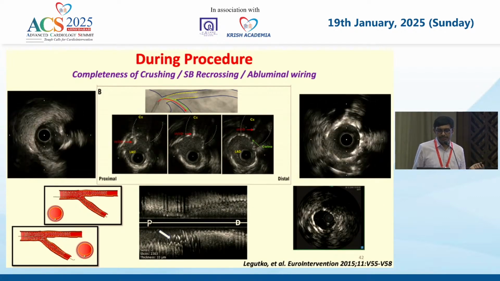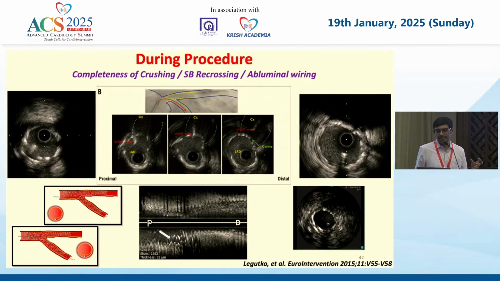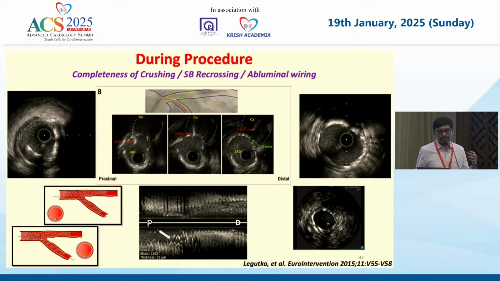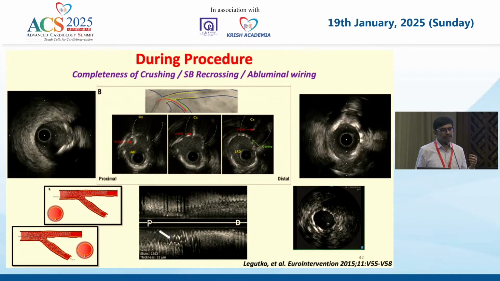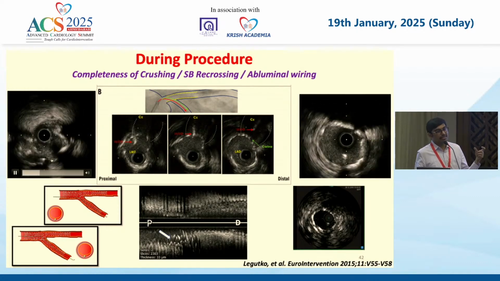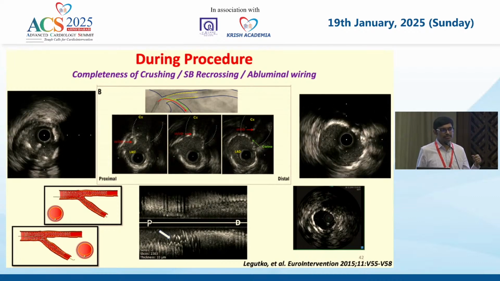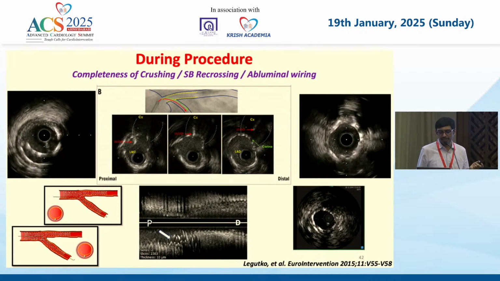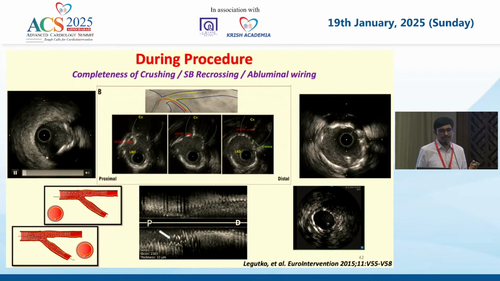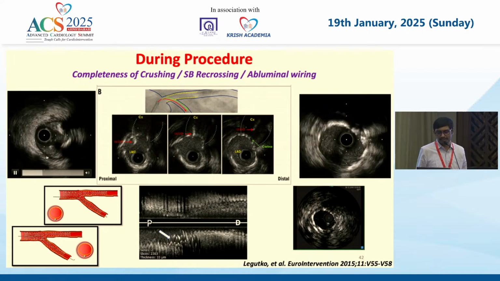During the procedure, IVUS or OCT helps in identifying the following things. One, when you do a crush, it helps in identifying whether the crush is complete or incomplete. When you have an incomplete crush, it may be very difficult to wire into the side branches. This is an example of incomplete crush. You can just see that wide gap between the stent struts.